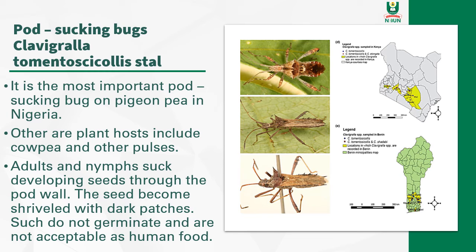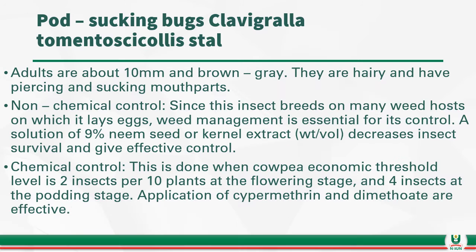And when they do so, the seeds become shriveled and have dark patches on them, so they don't germinate. And human beings cannot eat such a thing. When you see black, shriveled seeds, it is not palatable to the eye, it cannot be consumed, and they do not germinate, so it is lost all the way. The adults are about 10 millimeters in size and they are brown and gray. They are hairy and have piercing and sucking mouthparts.